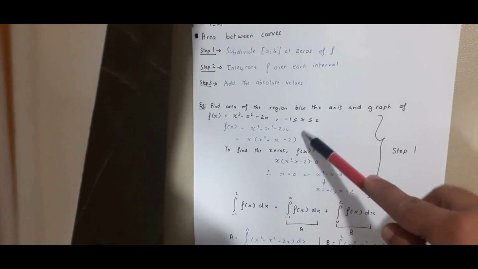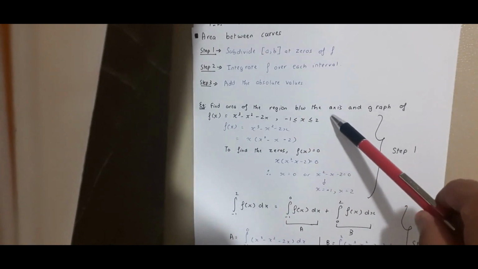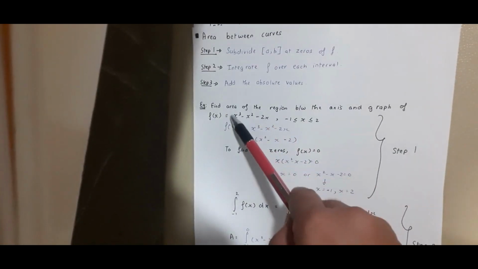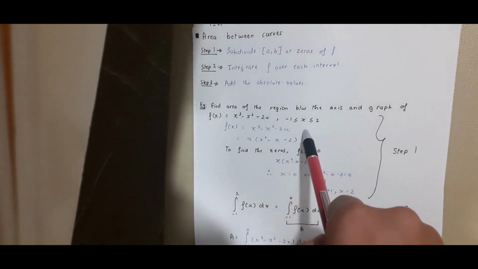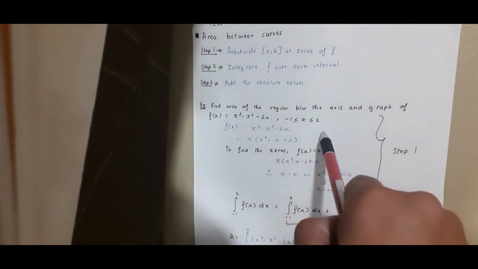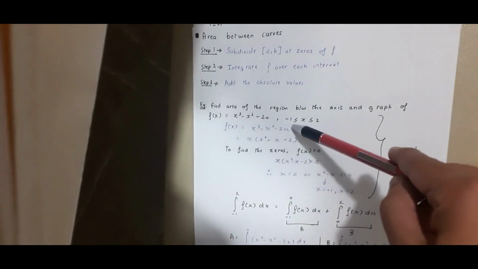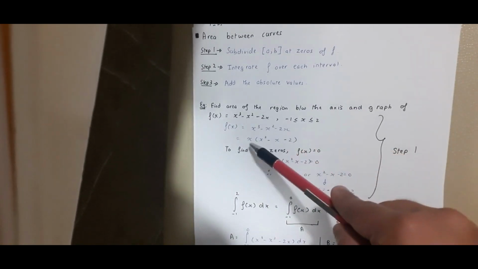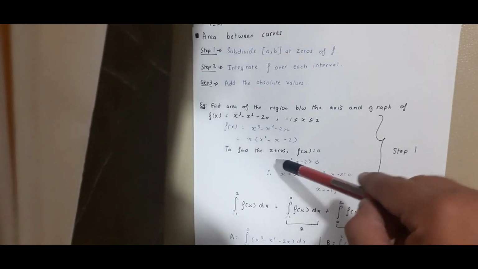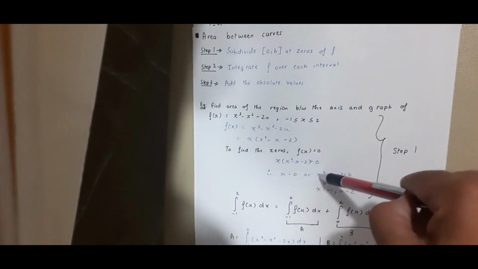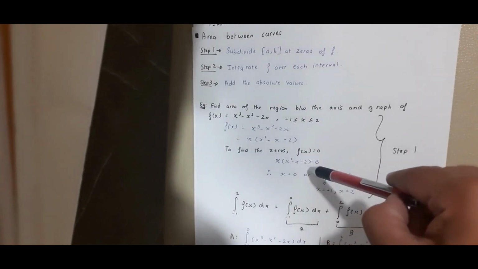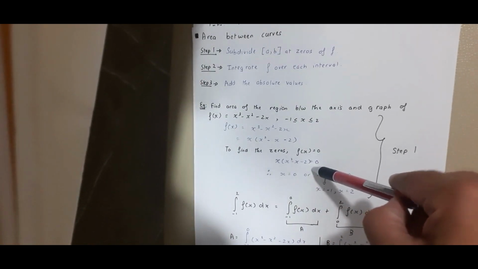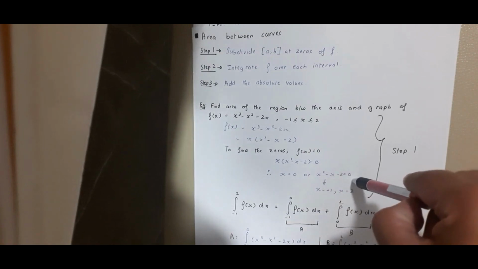We can take one example over here. Find the area of the region between the axis and the graph of f of x equals x cube minus x square minus 2x, when x lies between minus 1 and 2. So f of x equals this function. We can take x out common from the function. Now to find the zeros, we equate f of x to 0, so x times this should be equal to 0. From here we get x is 0, and on solving x square minus x minus 2 equals 0, we get x is minus 1 and x is 2.